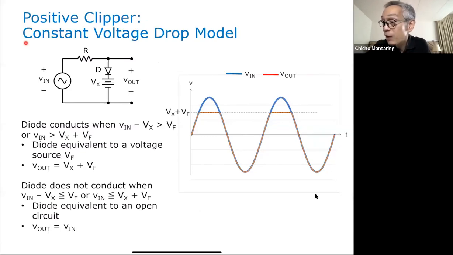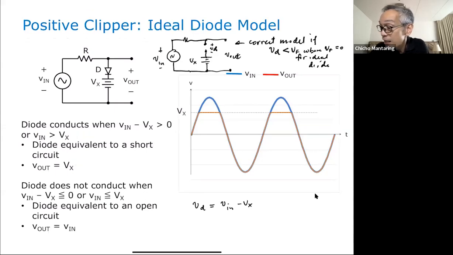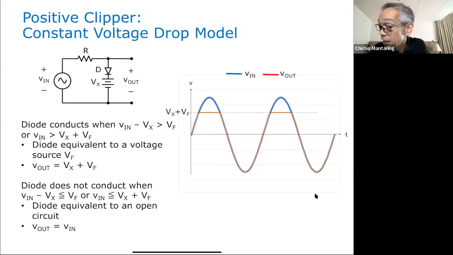What happens pag ginamitan ko ng constant voltage drop model? Kung kanina, ito greater than zero, and ito less than 0, ang mangyayari ngayon, ito magiging greater than V sub F at dito magiging less than or equal to V sub F. So when will the diode conduct? The diode will conduct when V in is greater than V sub X plus V sub F. That is when the diode will conduct, no? And the diode will not conduct when V in is less than V sub X plus V sub F.